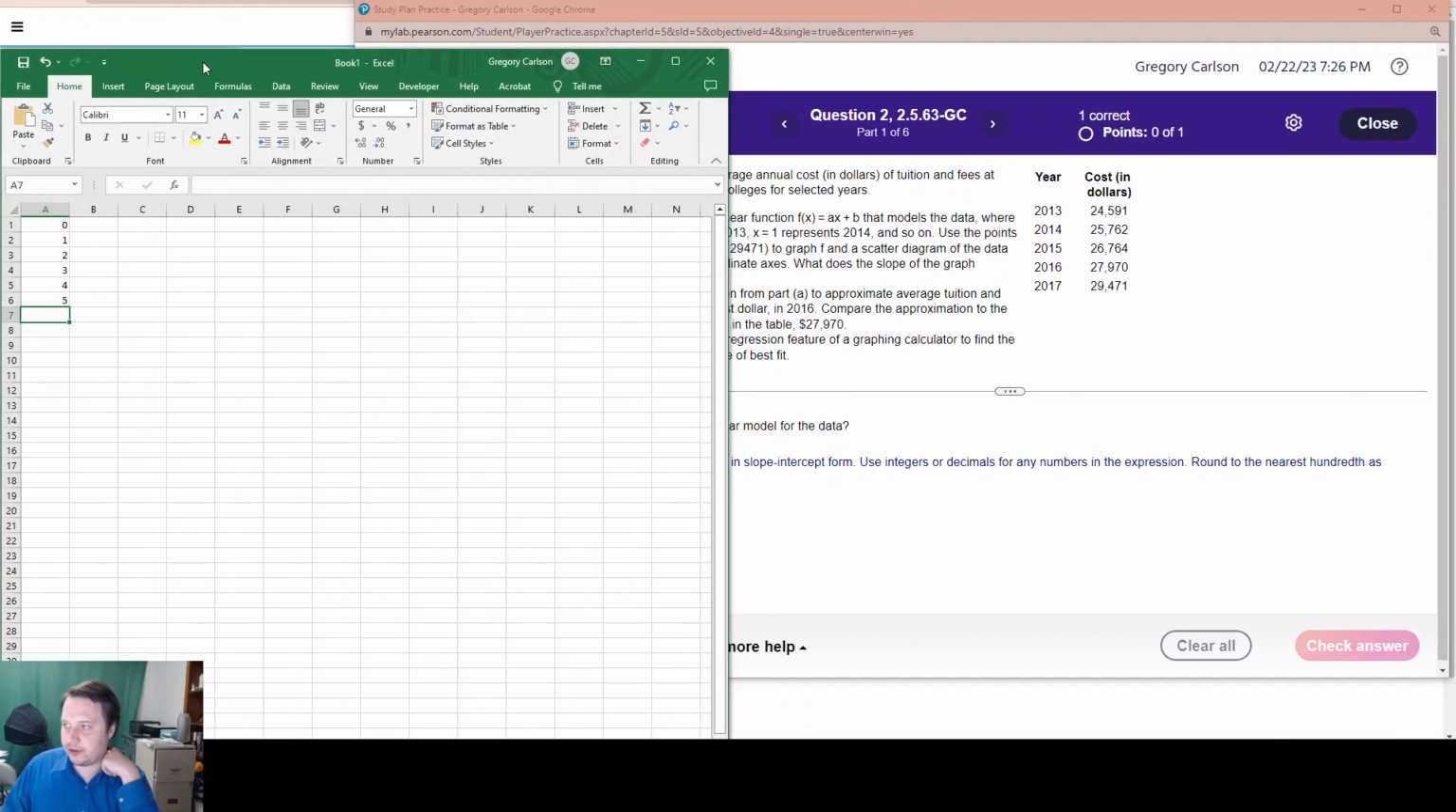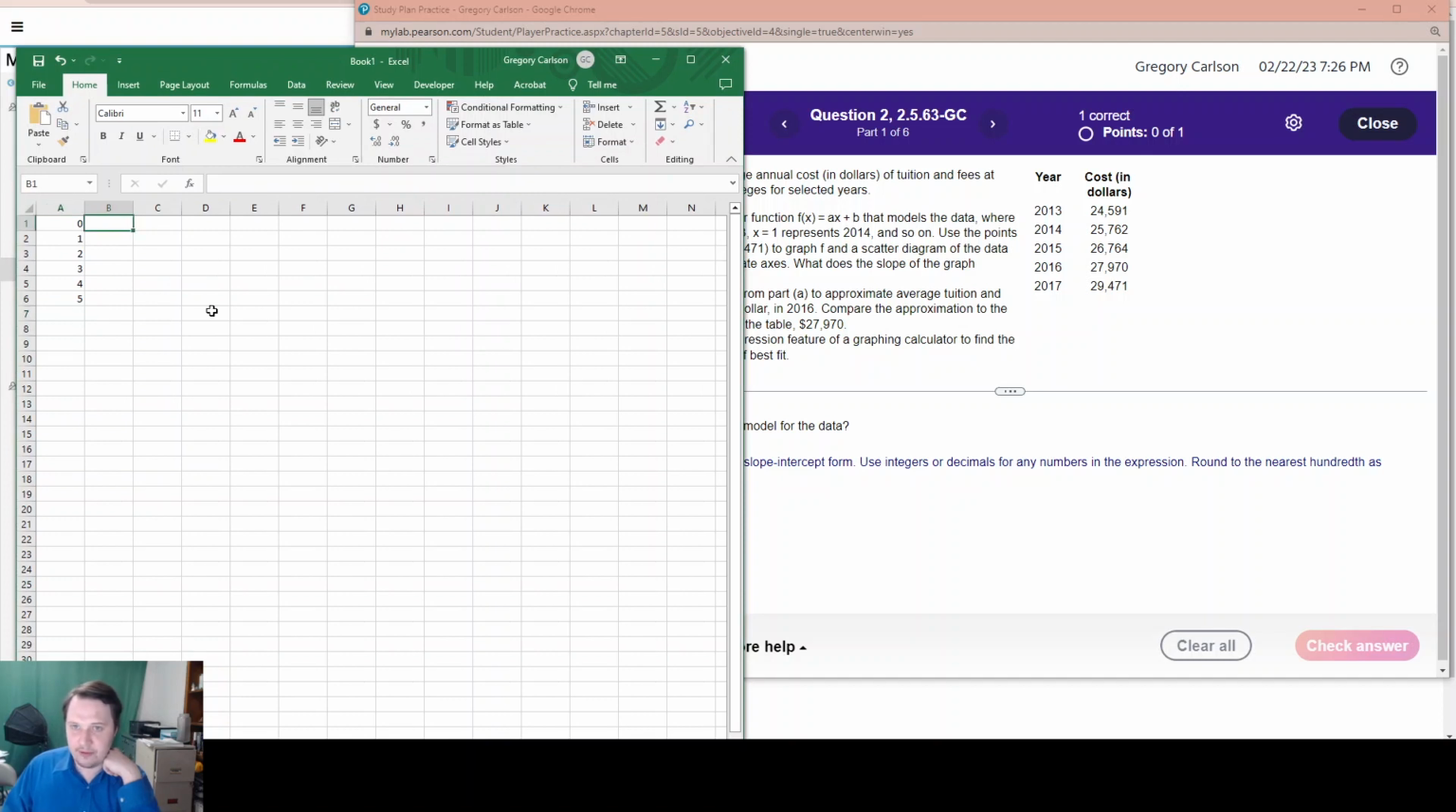Now I'm just going to put in the numbers for the other column. So it's 24,591, 25,762, 26,764, 27,970, and 29,471. And why am I off by 1? I guess we only have 0 through 4, so I'm going to delete that 5. Okay, so there's the data. I just typed it in from the problem, except I put in 0, 1, 2, 3, 4 as the numbers for the years, and they told us to do that.